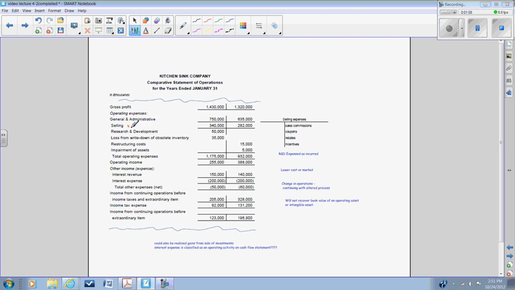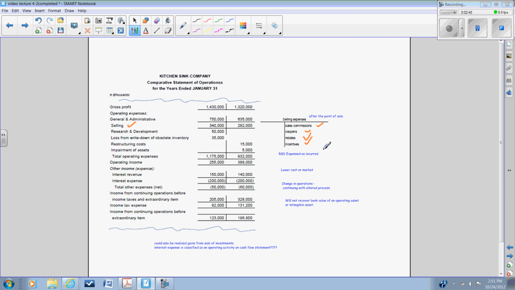Let's take a close look at this item because this sometimes causes some confusion. Selling costs. Well, the first thing to understand about selling costs is that they occur after the point of sale. So these are all costs that are associated from the time that the customer accepts the offer through any further action that is taken on the sale. So we have things like sales commissions, coupons, rebates, other incentives that we give to the customer.